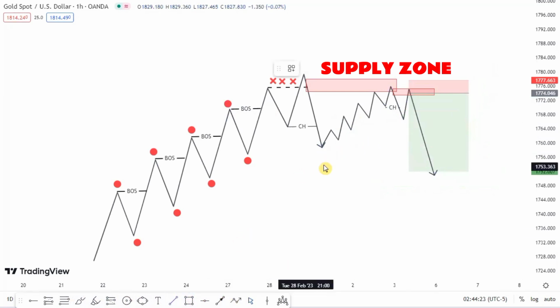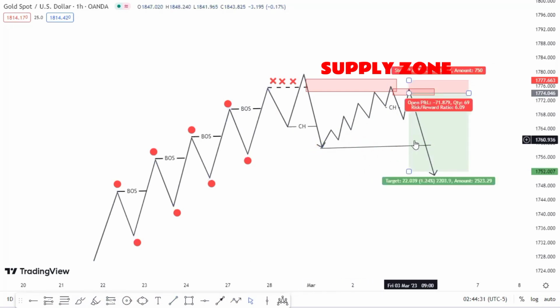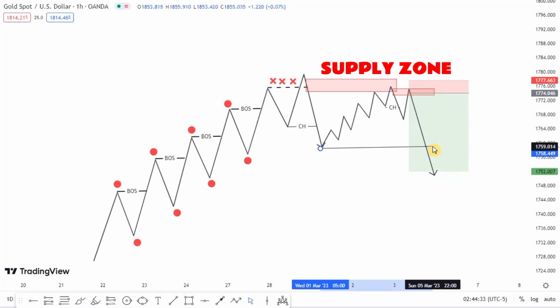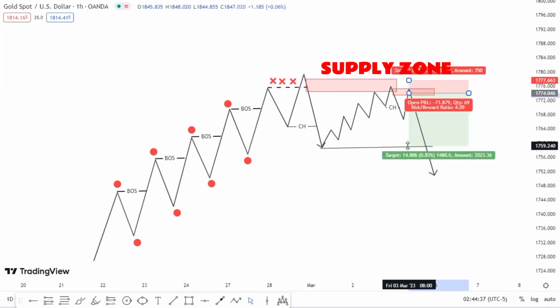When it hits that first take profit, let me put a horizontal line there so that you can see it clearly. You're going to move your stop loss to break even so that you're safe and feel comfortable and confident enough to hold the trade to the next target. So that's the first take profit.